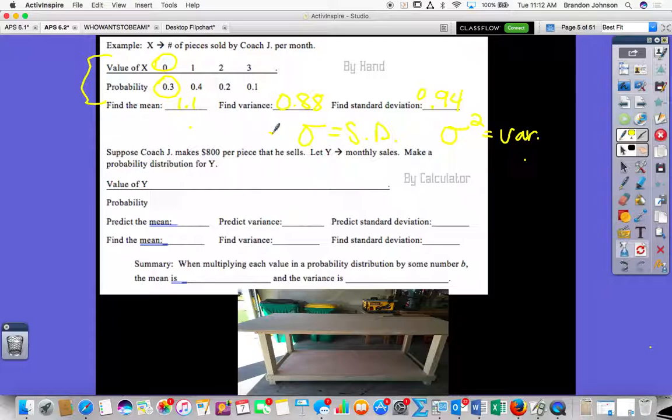Now let's talk about what happens with these specific random variables when we add or subtract different things. So let's just try to check it out. Say Coach Jay makes $800 per piece that he sells. So on average, we'll just say $800 per piece. Let Y be the monthly sales, and we're going to make a probability distribution for Y. So think of it this way. We're going to take each of these and do what with it?